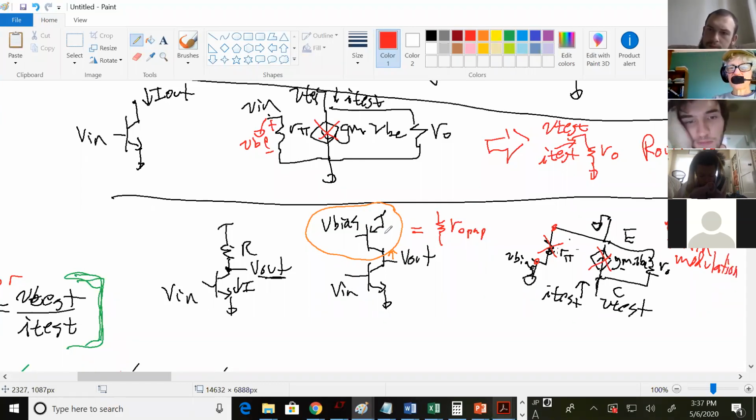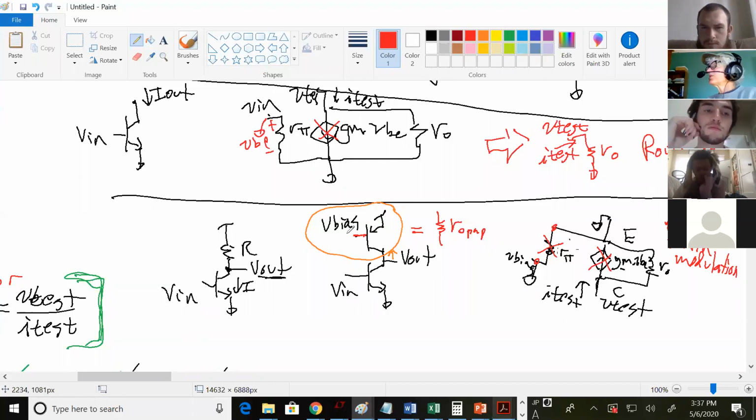So the only current change here is with respect to VCE, and that makes sense because you've biased this transistor, so this voltage isn't changing. So there's no change when VB is not changing, so there's no change through this branch. But VCE can change, so there is a change in current through that branch. So it makes sense that this goes away, but this stays.